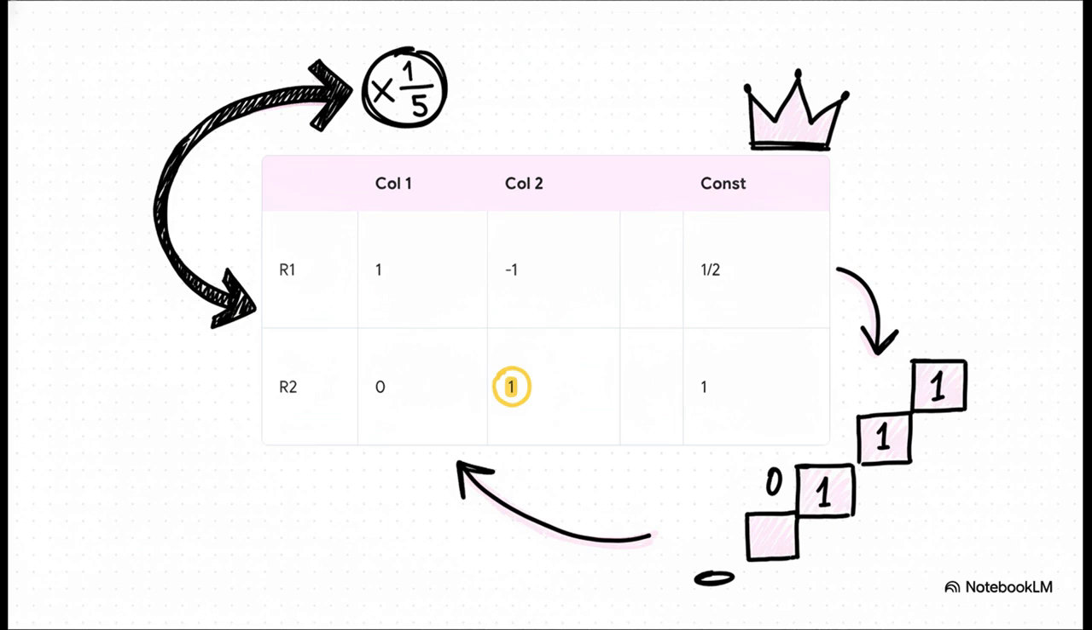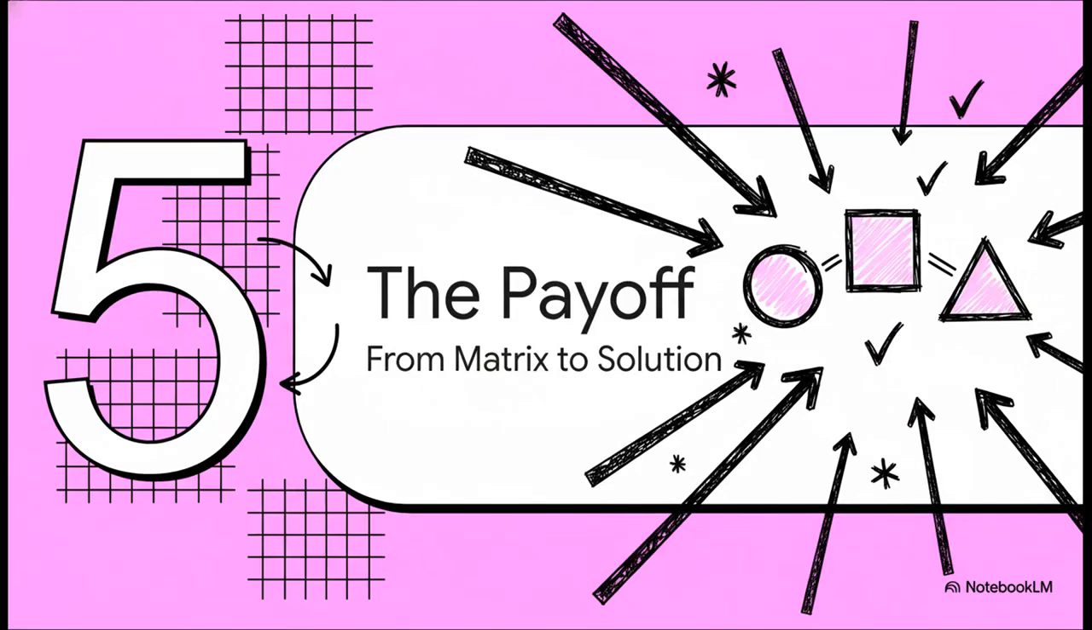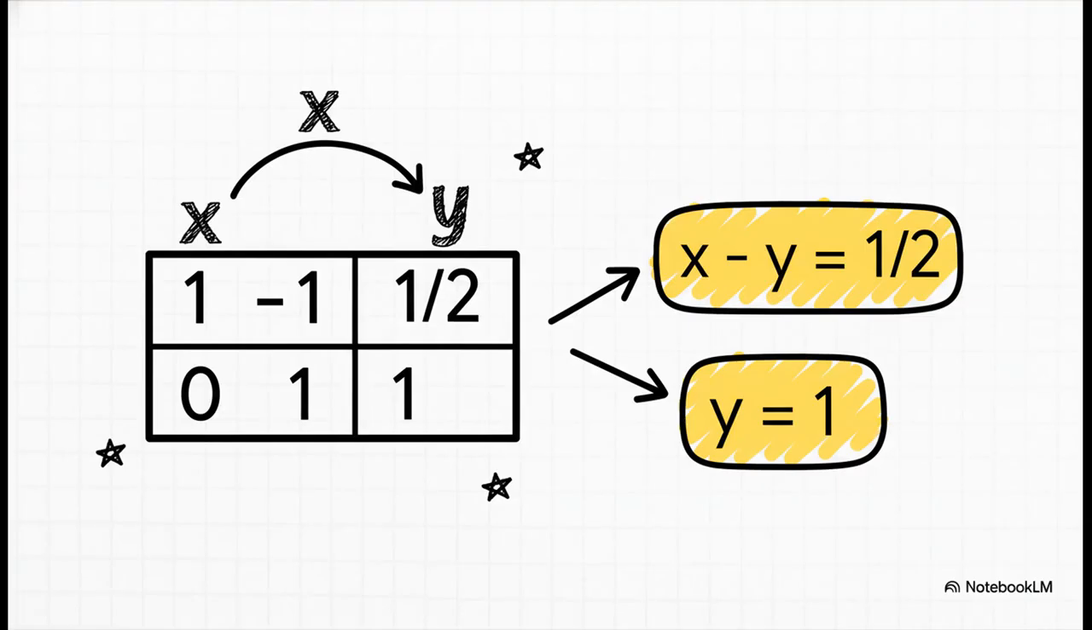We've won the game. Okay, but what does winning actually get us? What was the point of all that? Well, this is the best part. This is the payoff, turning our beautiful, clean matrix back into an actual solution. Just watch how simple our original problem has become. Let's put the variables back in. That first row is now x minus y equals 1/2, and the second row just tells us that y equals 1. The answer is literally spelling itself out for us.